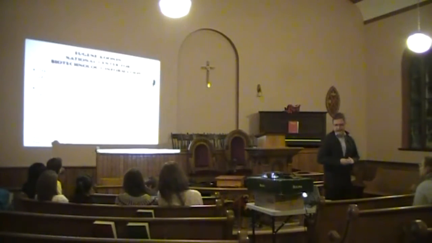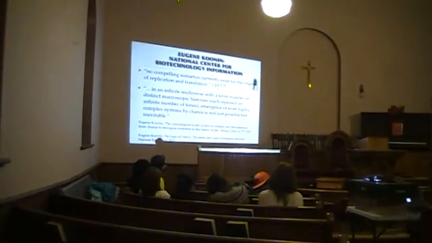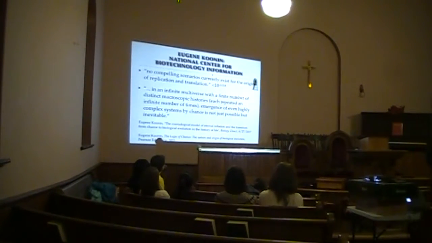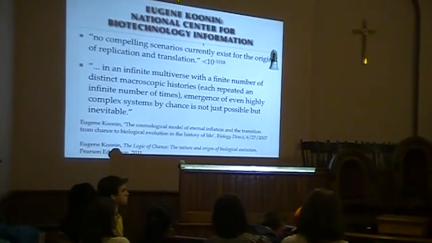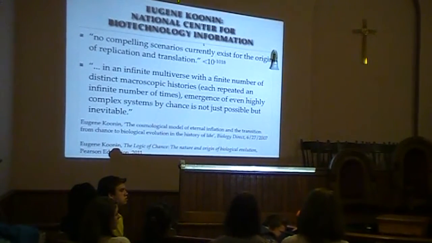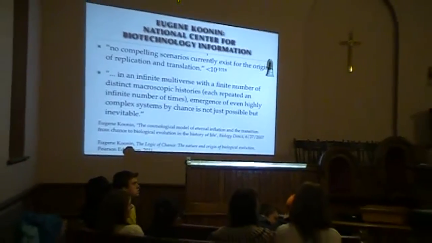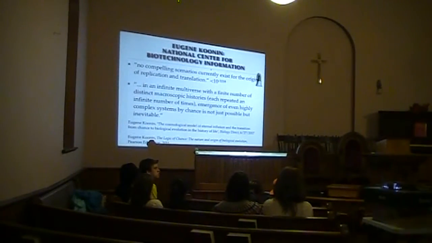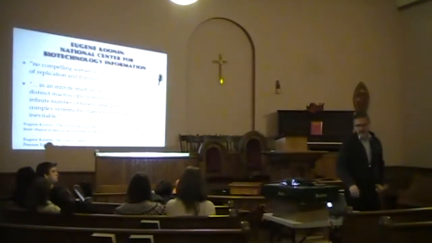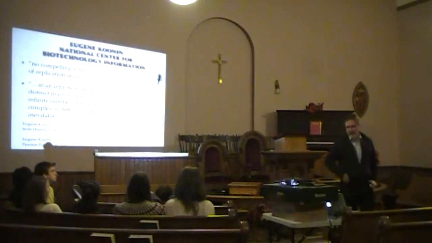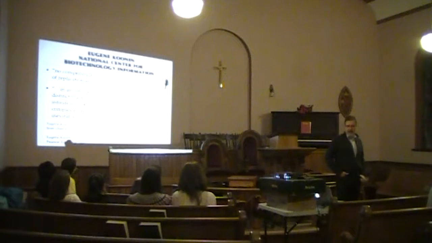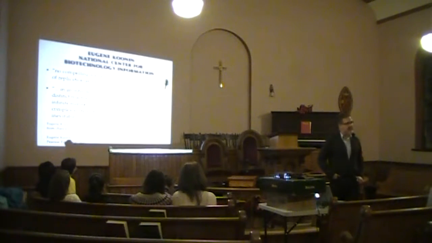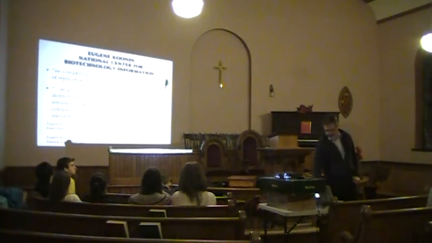Here's another. Basically, Eugene Koonin, evolutionary biologist, has decided that the probability of getting the first life form is so small, it's not going to happen unless there are an infinite number of universes, and that's his solution to this problem. What he suggests is that there's an infinite number. That was a paper published in Biology Direct in 2007, those quotes. But more recently, in his book, The Logic of Chance, he develops that idea.